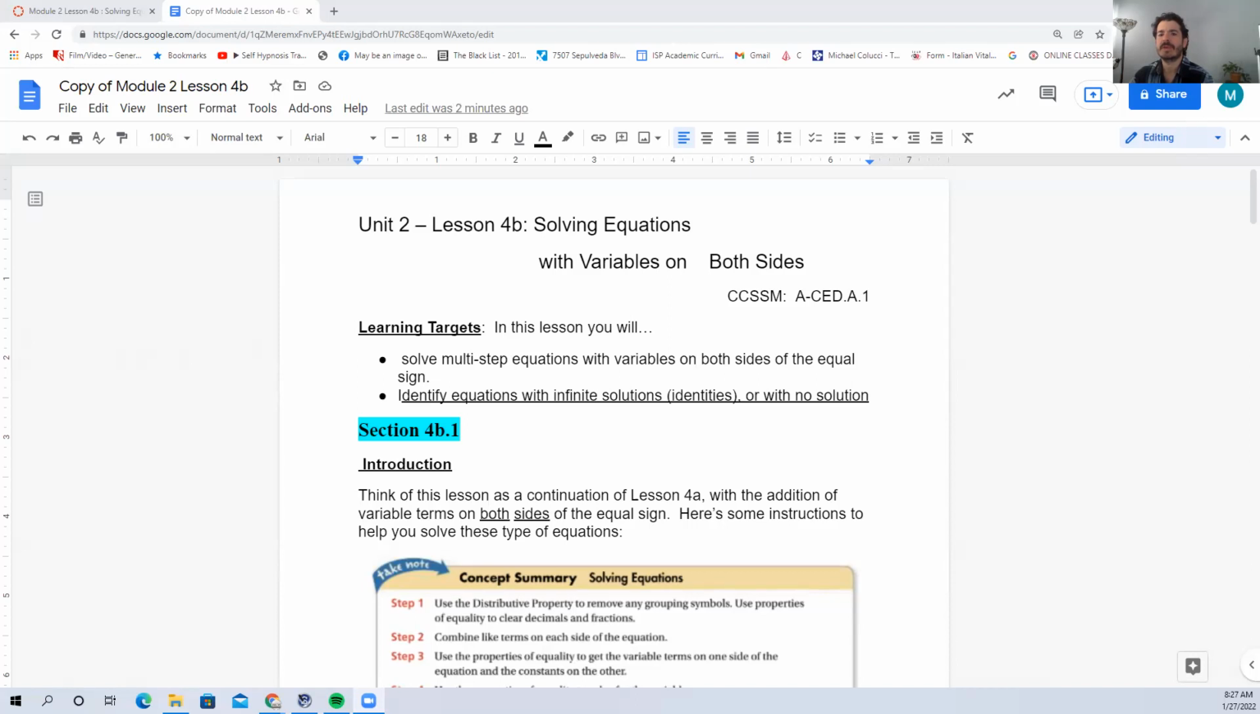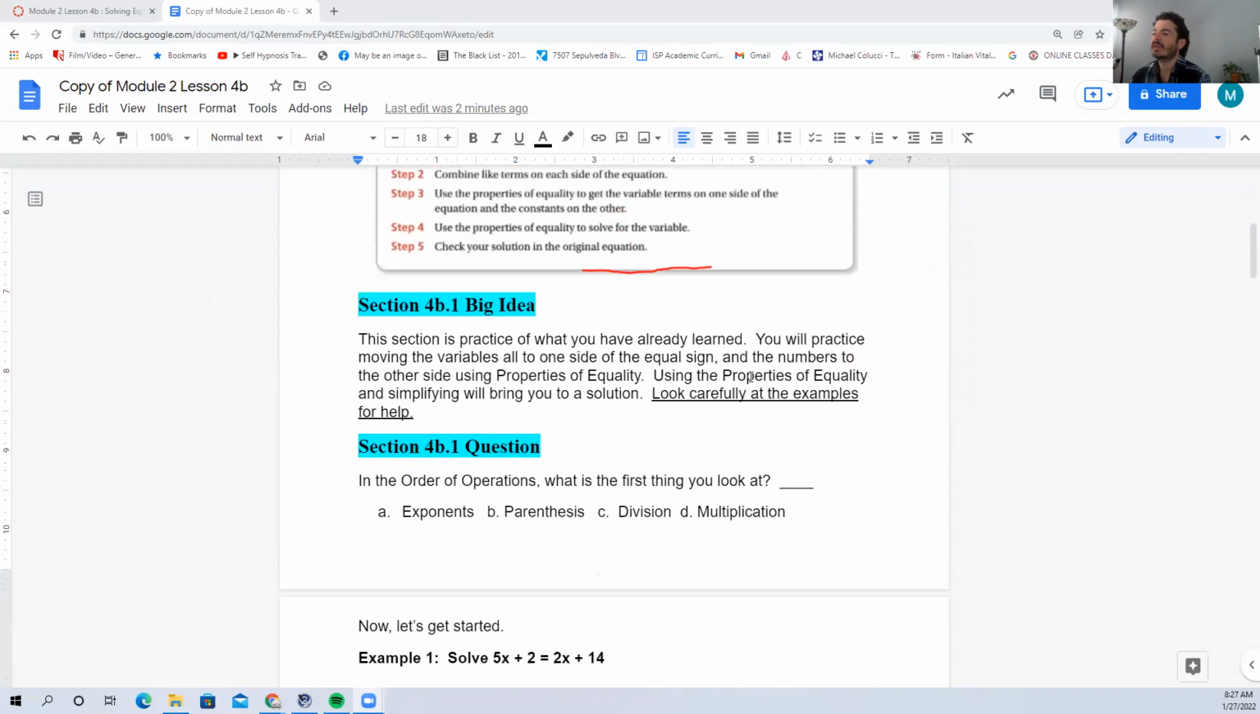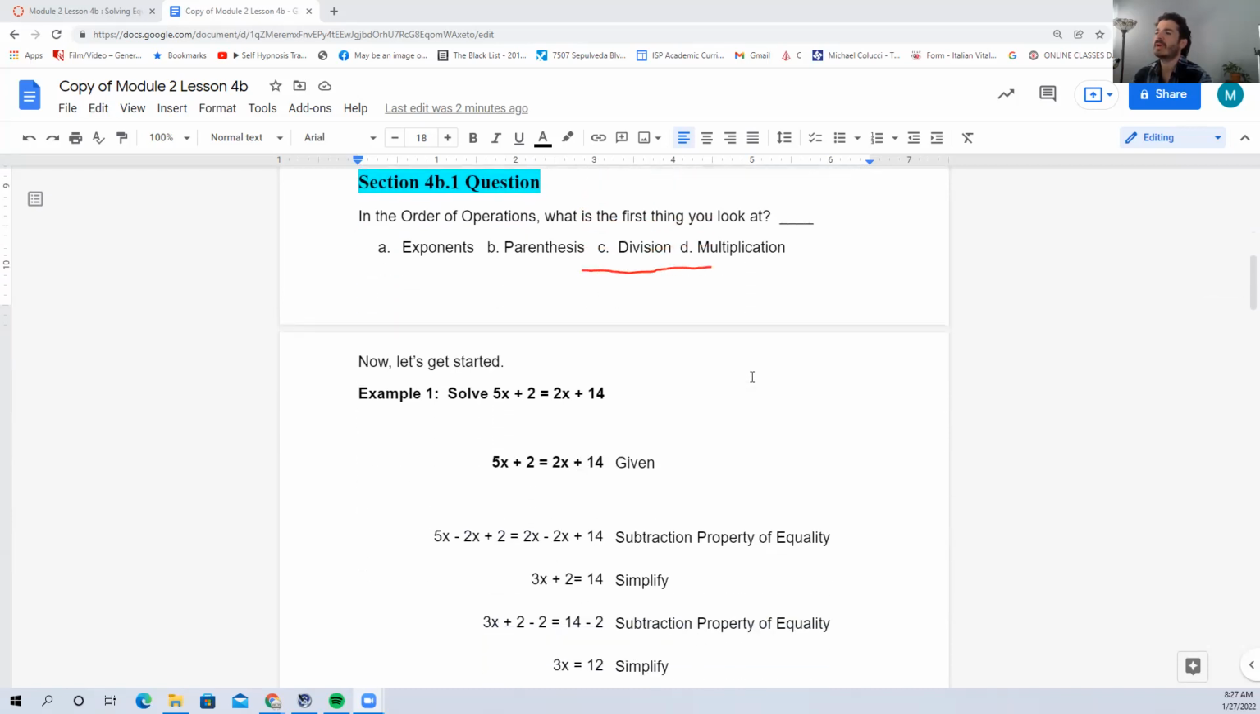Unit 2, lesson 4B, solving equations with variables on both sides, with a bunch of standards that we don't really need to know. Learning targets in this lesson: you will solve multi-step equations with variables on both sides of the equal sign, identify equations with infinite solutions, which is kind of new, I guess, or with no solutions. So there's going to be a lot of dealing with what we've already looked at. And for some reason, they're asking us this question here.